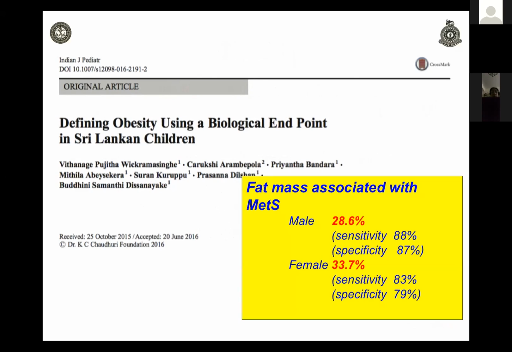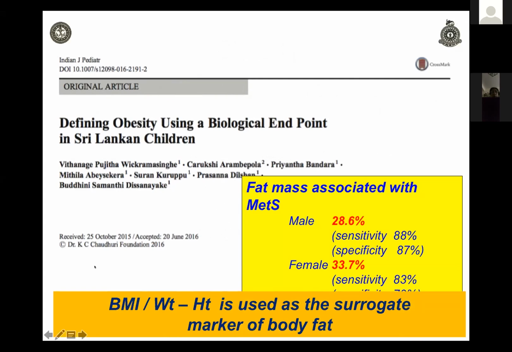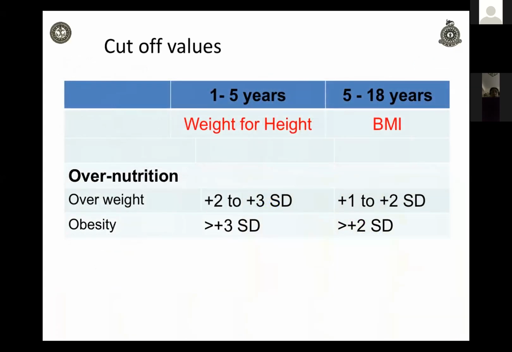Now, practically, it is not possible to measure fat in an easy manner, although some equipment has now come out, like the bioimpedance assay. But for that, what we have to do is use the BMI or weight for height chart as a surrogate marker for body fat. Now, if we look at the cutoff values for children, for under 5 years we use the yardstick of weight for height, and above 5 years, we use the BMI.